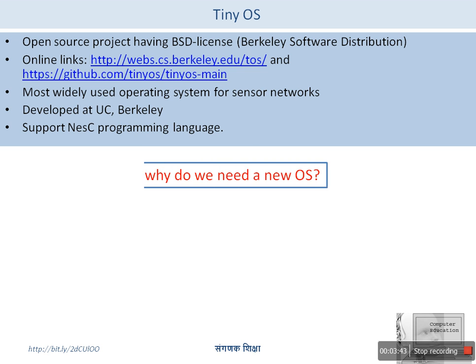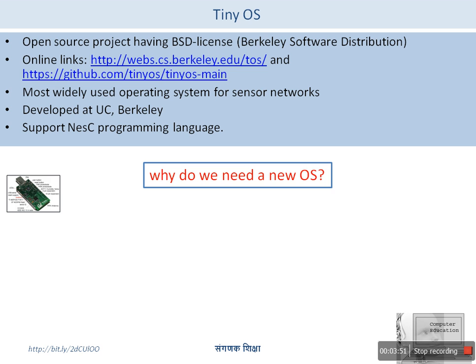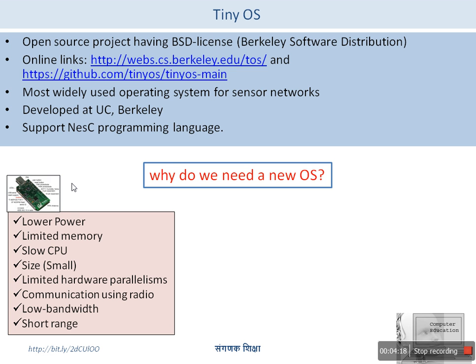Now, next is, why do we need a new operating system? Why does a traditional operating system not work in the case of hardware devices like sensor motes? The reason we need a new operating system depends totally upon the type of hardware we are using, because an operating system deals only with the hardware. If your hardware configuration changes, it means there are some constraints with the hardware which evolve the need for the operating system. So let's see what the constraints are with this type of hardware.